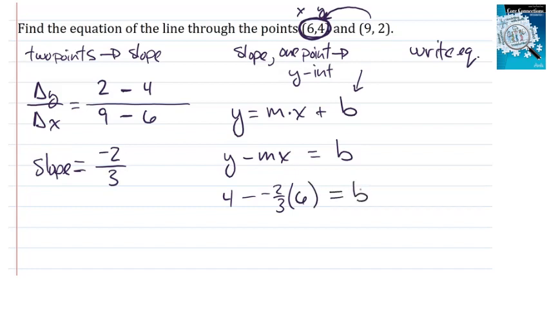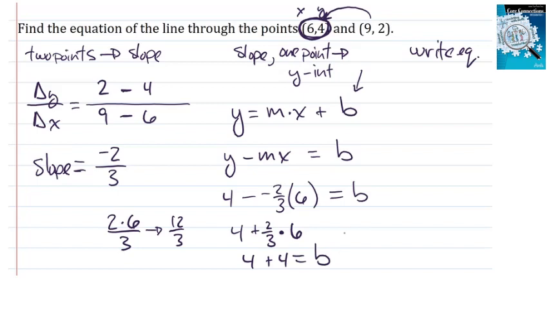Well, let's simplify that a little bit. That's 4 plus 2/3 times the number 6. And if I multiply 2/3 times 6, that's 2 times 6 in the numerator over 3 in the denominator. So that looks like 12 over 3, which is equal to 4. So what I have here is 4 plus 4, and that's my y-intercept. So my y-intercept equals the number 8.